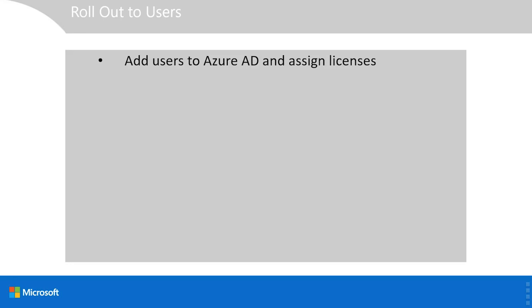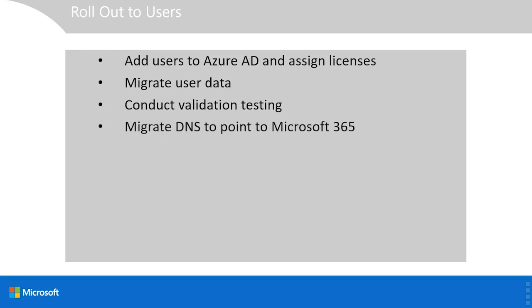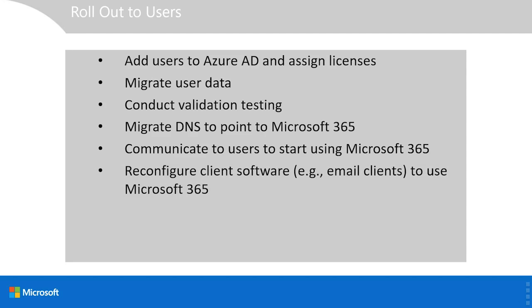We're going to talk about a lot of these steps in more detail later in the course, but at a high level, you're going to start by adding your users to Azure Active Directory and assigning the appropriate licenses to them. Migrate all the user data into the cloud. Conduct validation testing, make sure that everything is working okay. Cut over your DNS to point to Microsoft 365. Let the users know that they can start using Microsoft 365, and then reconfigure all your client software, for example, your email clients, to start using Microsoft 365.